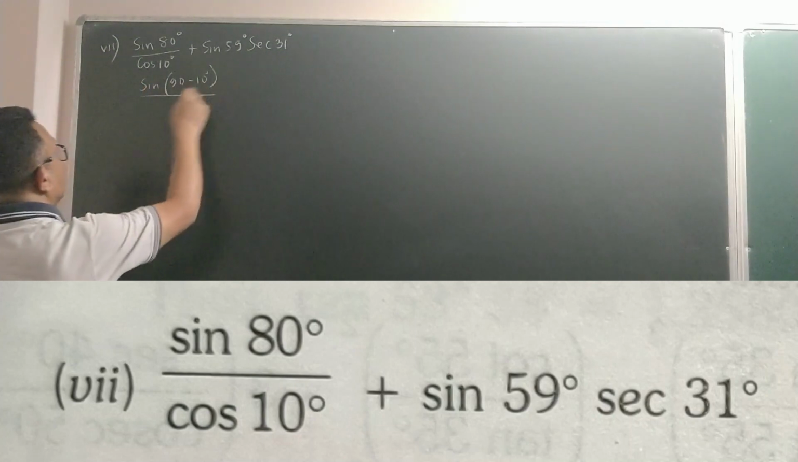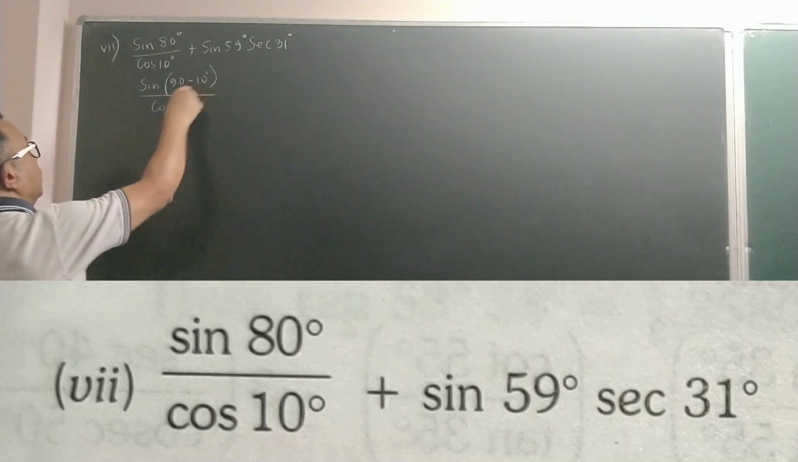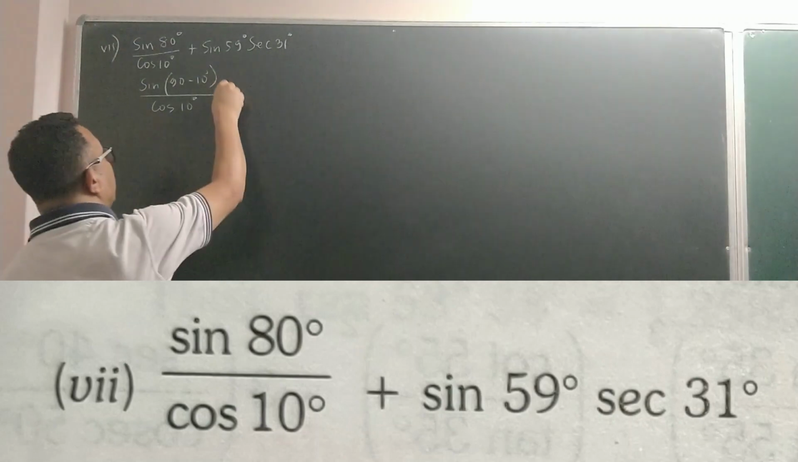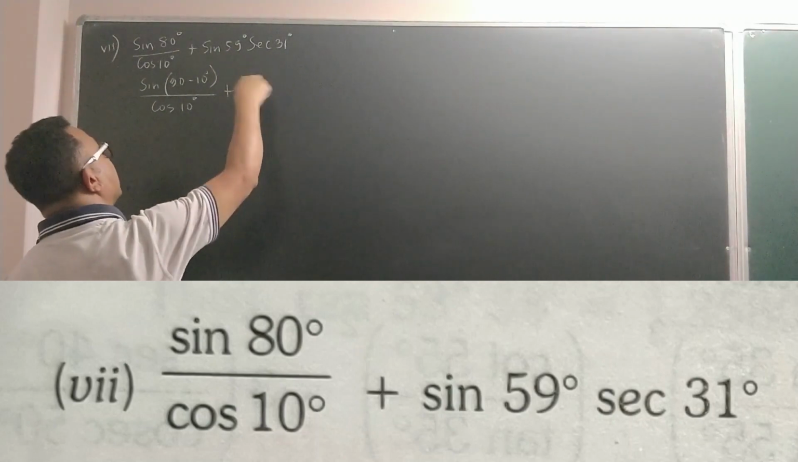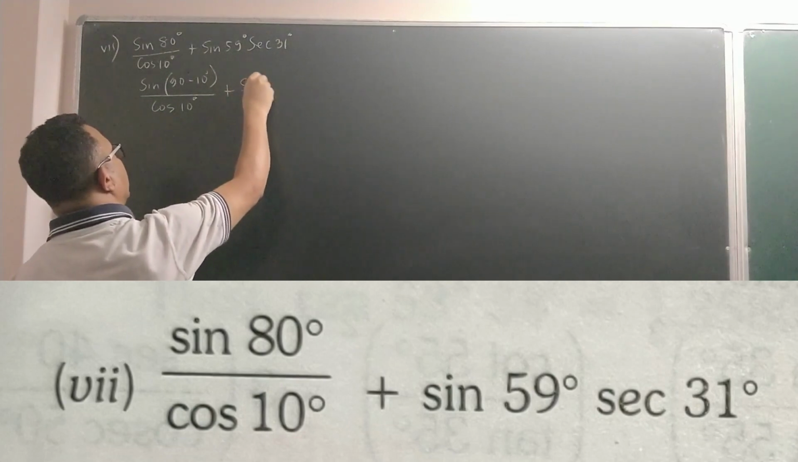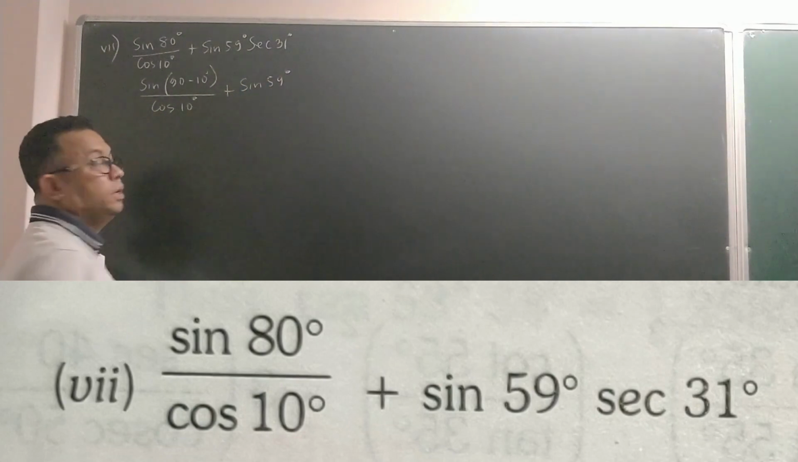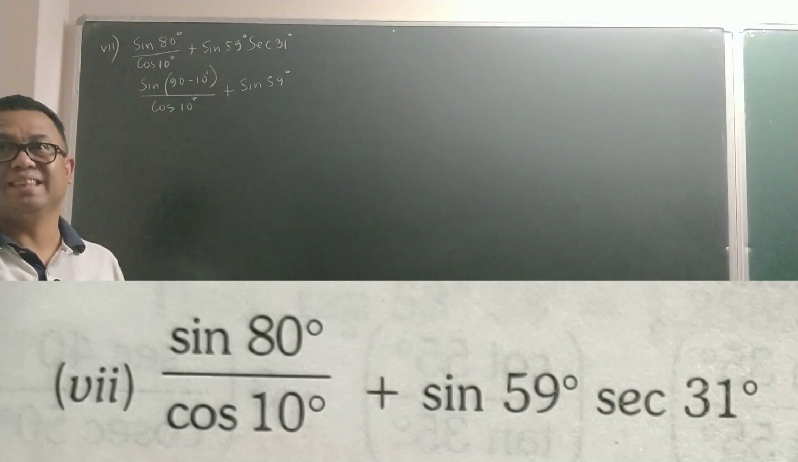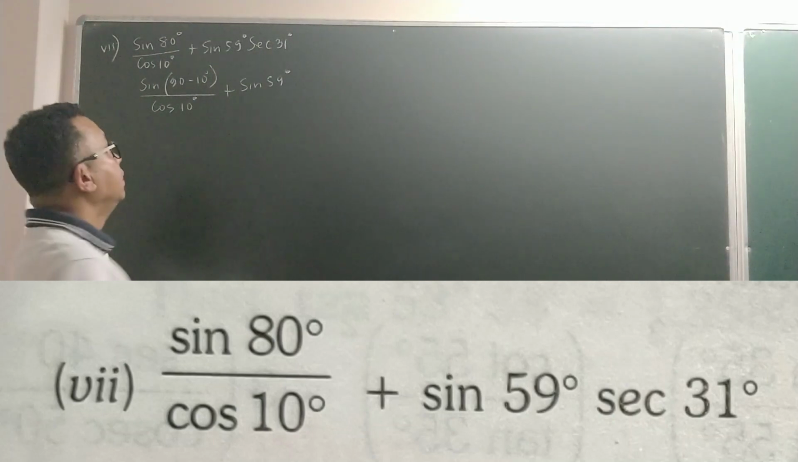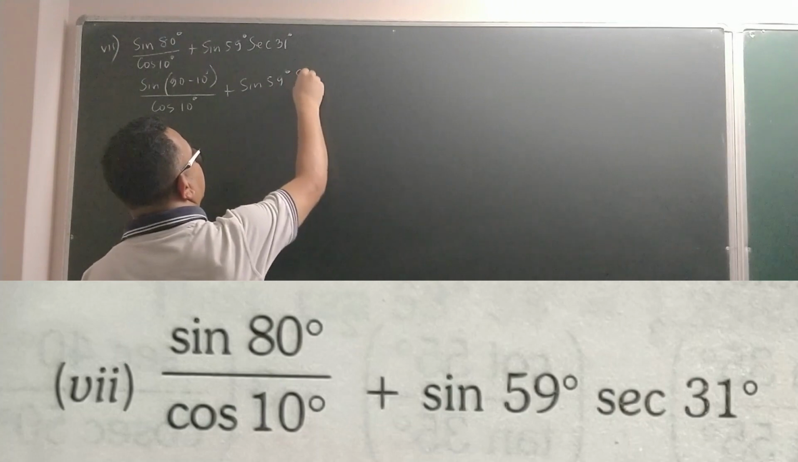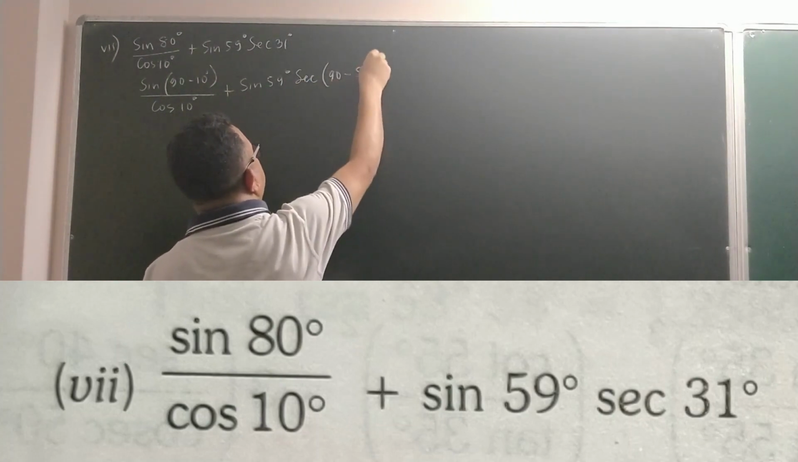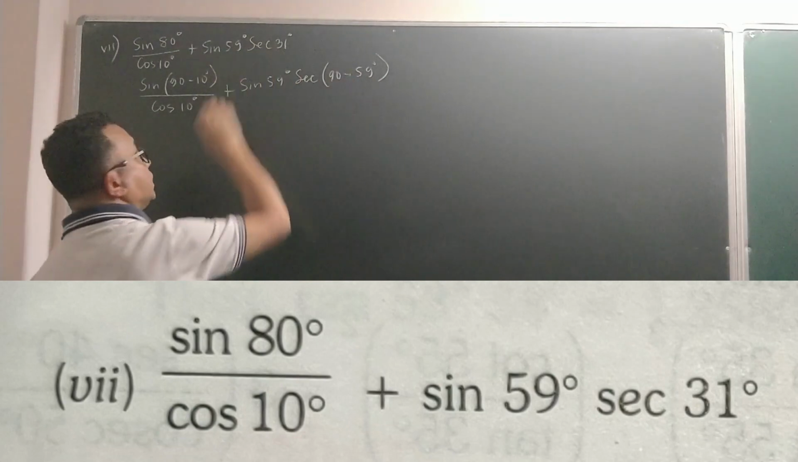Then change only one, so I'm not going to change the lower one. So lower one is going to remain as cos 10 degree. Here also I'm going to change one of them, either this or this. Okay, I prefer to change the second one. So if you like, you can change the first one also. So first one I have kept as it is. I'm going to change the second one. Second one is sec, and you know sec changes to 90 minus 31 is there. So 90 minus 59. 90 minus 59 is what is 31.